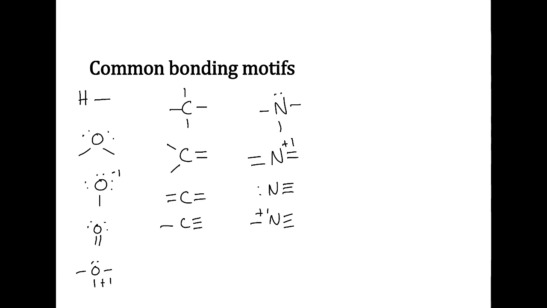Other species that we might see would be halogens. If they're terminal atoms, we would see a single bond and then 3 lone pairs on them.